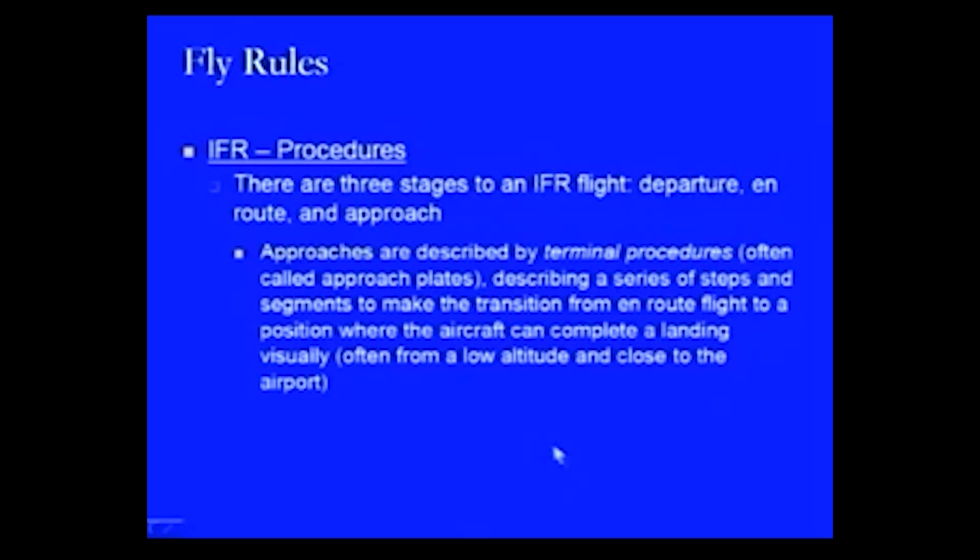Then, for the third stage, that is approach, these are described by terminal procedures, often called approach plates, describing a series of steps and segments to make the transition from en route flight to a position where the aircraft can complete a landing visually, often from a low altitude and close to the airport. So that is how the three types of procedures are defined in the IFR condition.